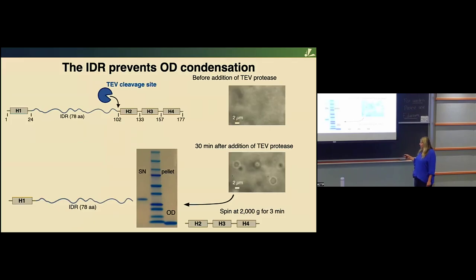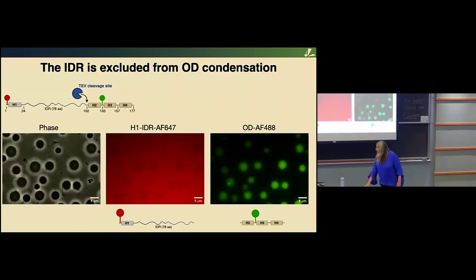And if we spin it down, we see that the oligomerization domain corresponds to the condensates, and the supernatant is everything else. And then Daniel, of course, went one step further and actually labeled those two parts with two cysteines. And you can see that these condensates don't have the disordered region. In fact, they are devoid of the disordered region, and those condensates are made explicitly of the oligomerization domain.